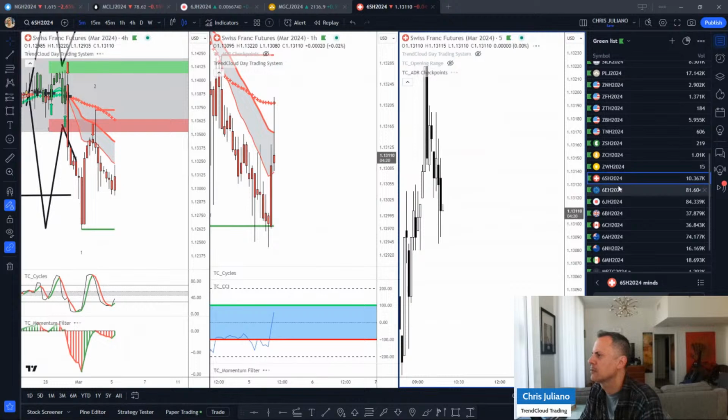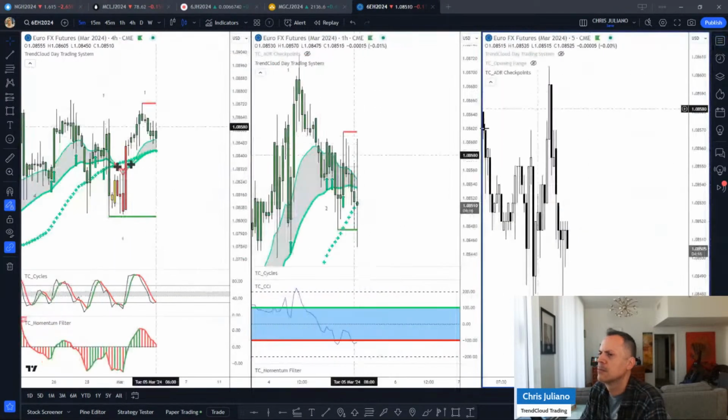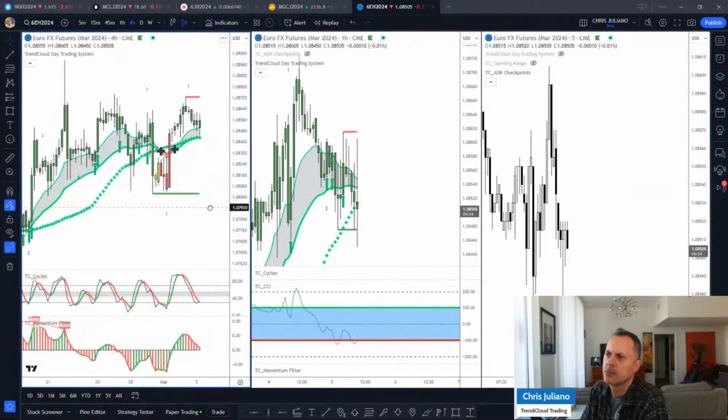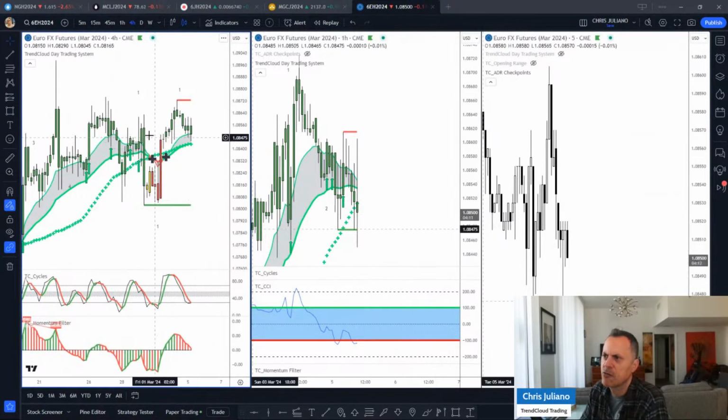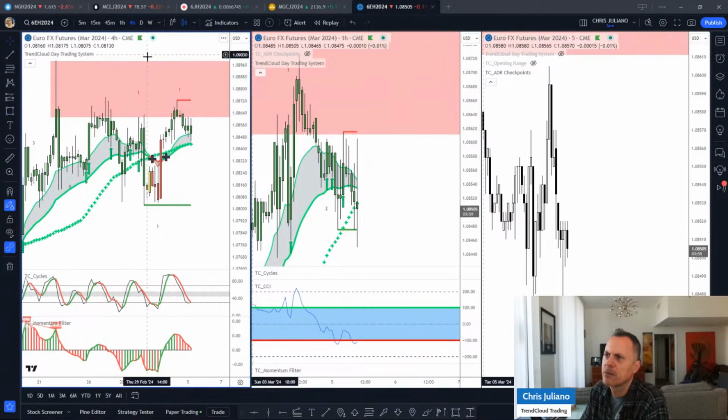Let's go to the euro. Okay, euro kind of sideways, right? Euro is going sideways. And that's fine. We don't mind the sideways movement. Right? You can draw it like that.